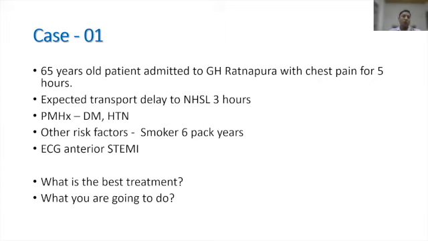ECG clearly shows anterior STEMI. So the question here is, what is the best treatment? What are you going to do? A 65-year-old with anterior MI, with risk factors like diabetes, hypertension, smoking, and Ratnapura Hospital is a non-PCI capable center. So what is the best treatment? What are you going to do?